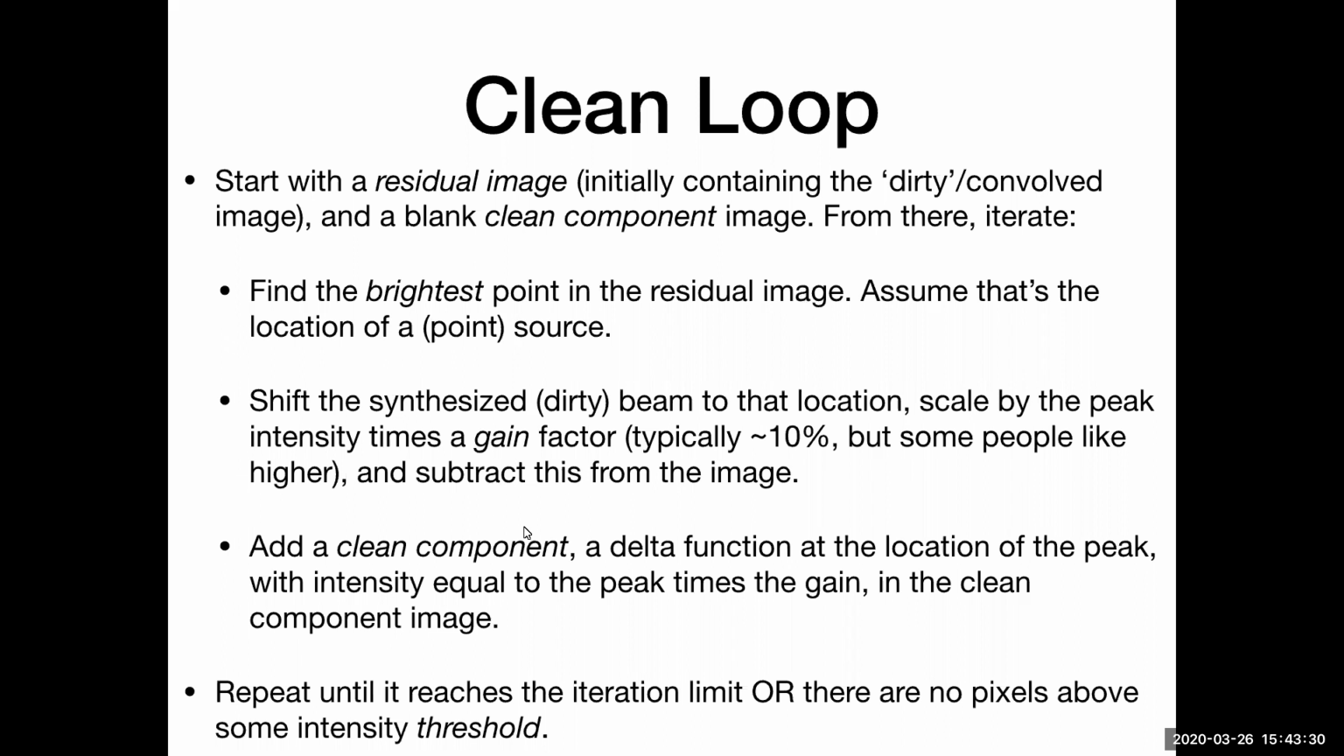In principle, you could subtract 100% of the source flux in one go and get rid of it in one iteration, but this can be a little unreliable if there are secondary effects, like if your source is sitting in a side lobe of a neighboring source, that can change what its actual flux looks like.